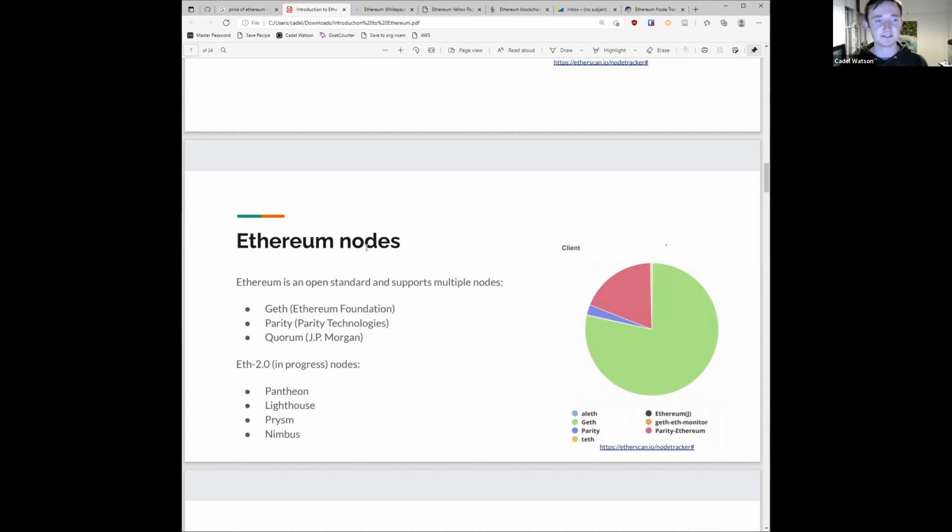What Ethereum did differently is that they didn't create a client straight up. They first created an open standard that describes how the blockchain works, how the clients, how the nodes should work.